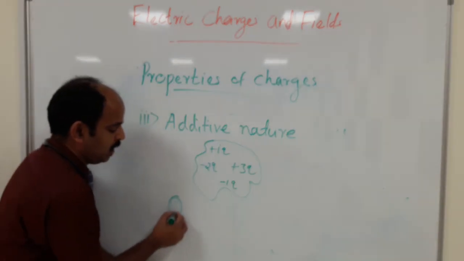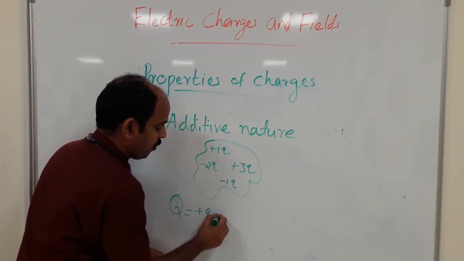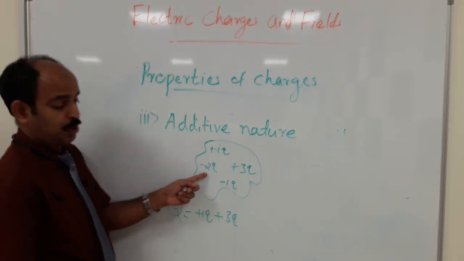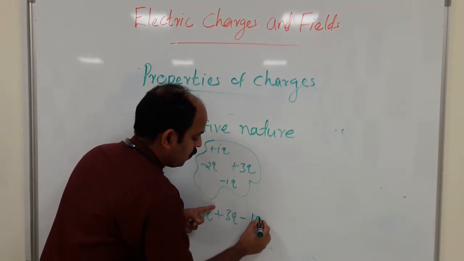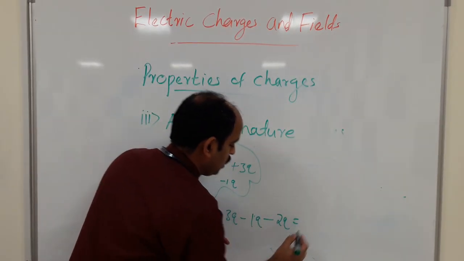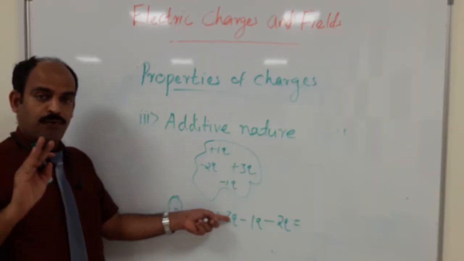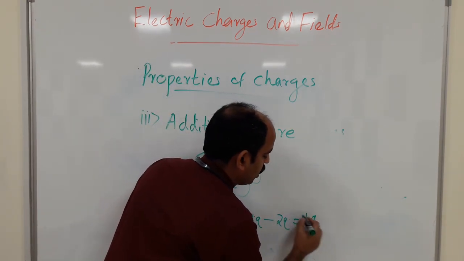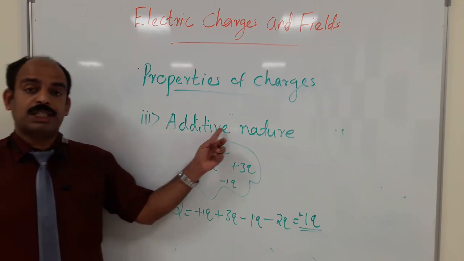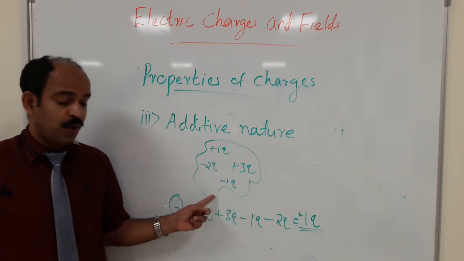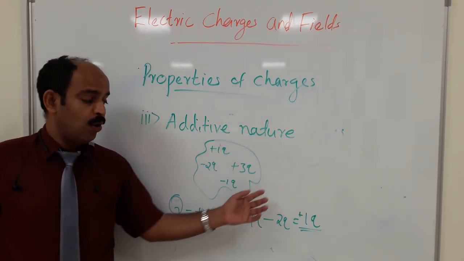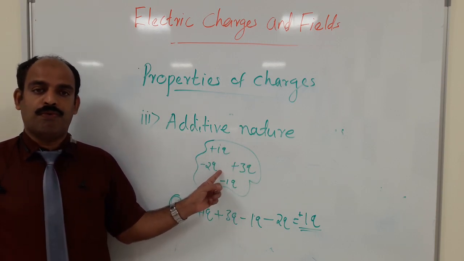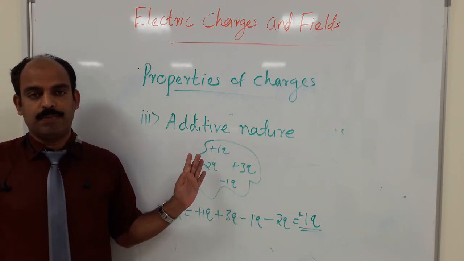That means the total charge on this body is Q equals plus 1q plus 3q minus 2q minus 1q. Plus 1q and 3q, how much is it? 4q. 4q minus 1q, then 3q. 3q minus 2q, then again 1q. This is the additive nature. So the total charge on a body is the algebraic sum of all the charges located anywhere on this body. That is additive nature.